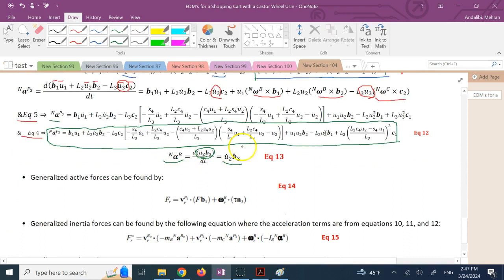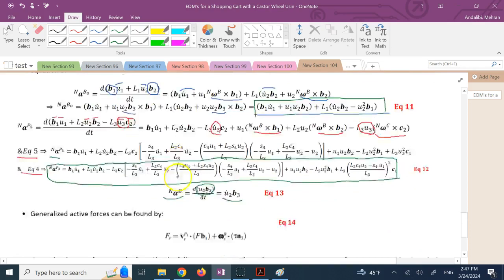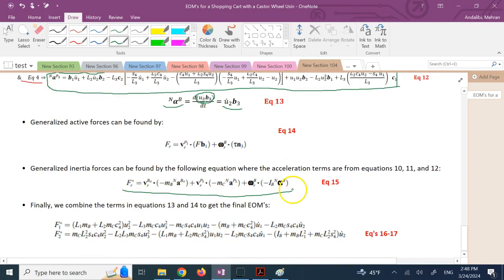Now that I have these accelerations and alphas, I can calculate my generalized inertial forces. This is the inertial force for the acceleration of centroid BO. You see the mass of B is multiplied by the acceleration of BO in N, and then dot producted by the velocity of BO, and of course the R index for all of these. For the linear acceleration, the inertial term of MC times A of PC, of course the velocity of point PC should be dot producted.